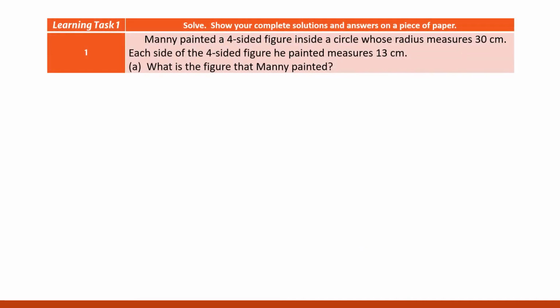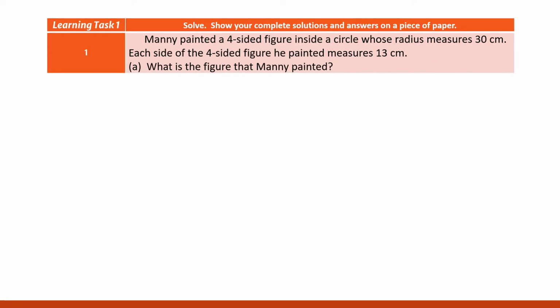Learning task number 1. Solve. Show your complete solutions and answers on a piece of paper. Manny painted a four-sided figure inside a circle whose radius measures 30 centimeters. Each side of the four-sided figure he painted measures 13 centimeters. Question: what is the figure that Manny painted?